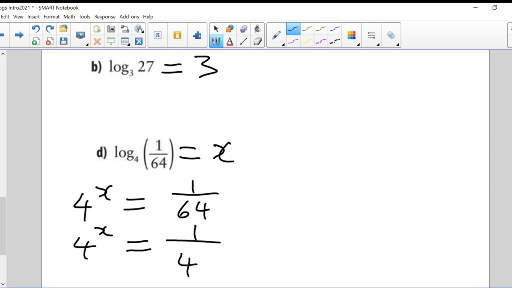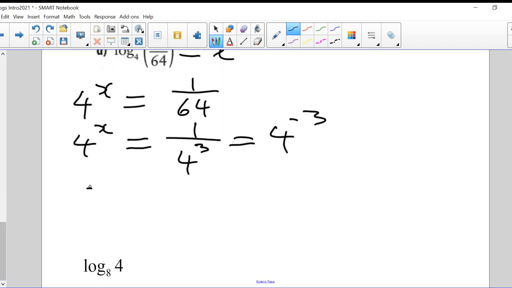You're ready with the answer all of a sudden. Okay, good for you. I can raise 4 to the power of 3, right, to give me the same thing as 1 over 64. So we now know that I can rewrite that as 4 to the minus 3. So now Brendan has an answer for me, which is that x is equal to minus 3.